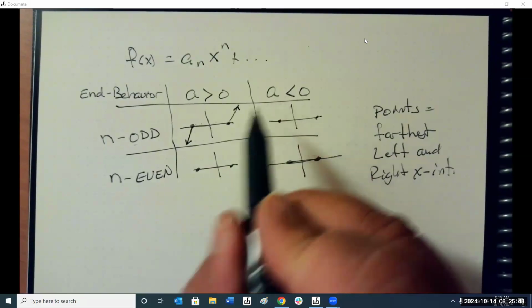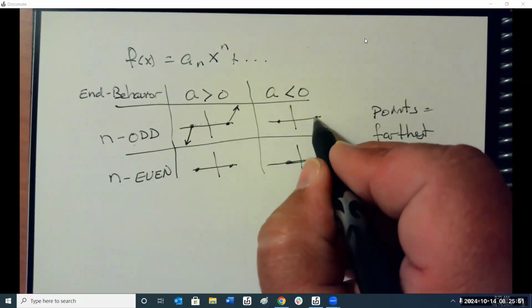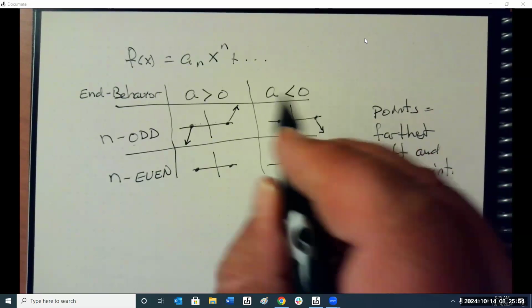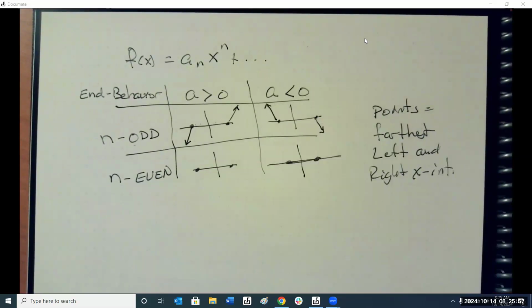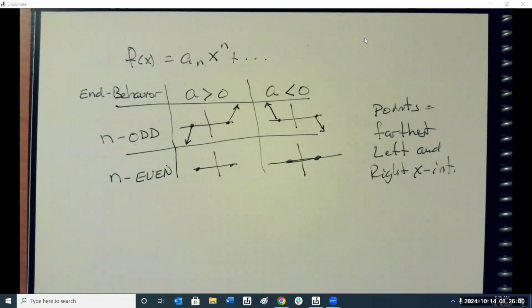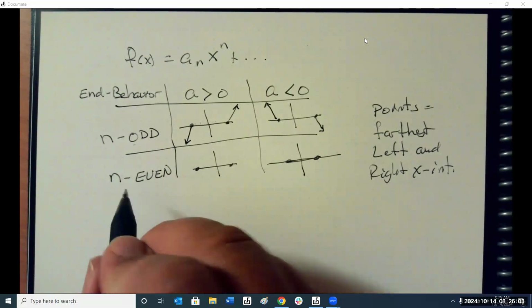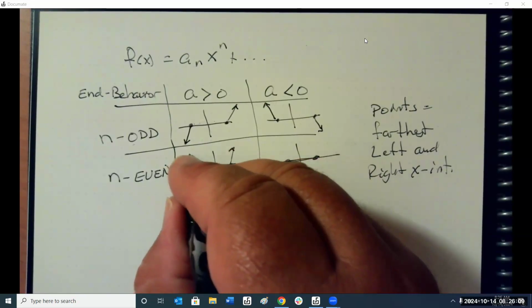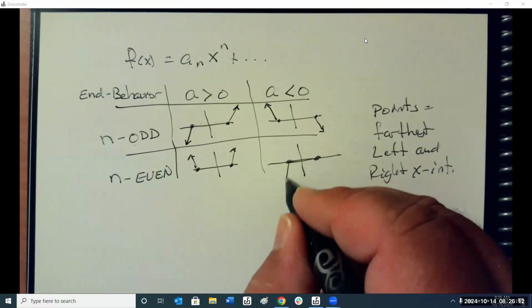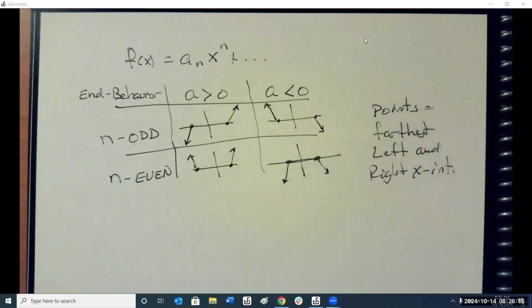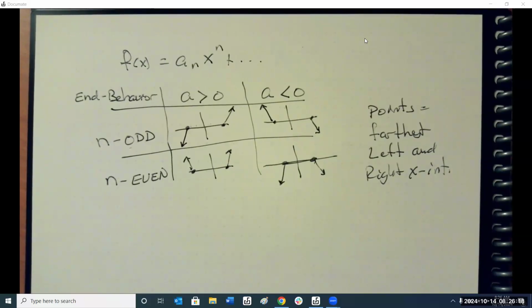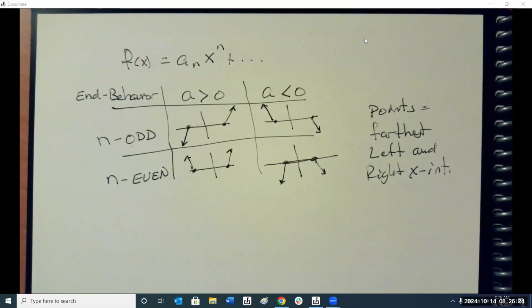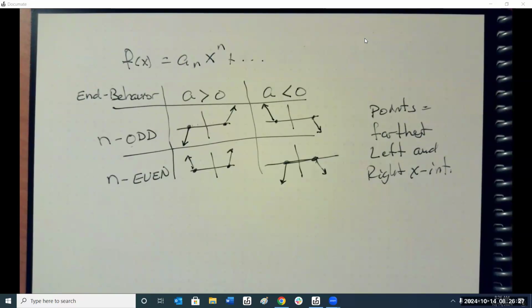If A is negative and n is odd, then it's a decreasing function. So they have to point opposite directions. If n is even and A is positive, they both point the same direction, and it's positive, so it's going up. If it's negative, they go down. Right, so that's just by looking at the function, we can see what's going to happen.